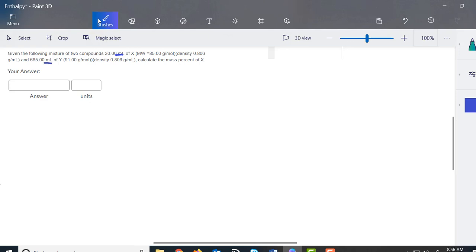Now if it's mass percent we're looking for, in this case the mass percent of X, is going to be the mass of X divided by the mass of X plus the mass of Y.